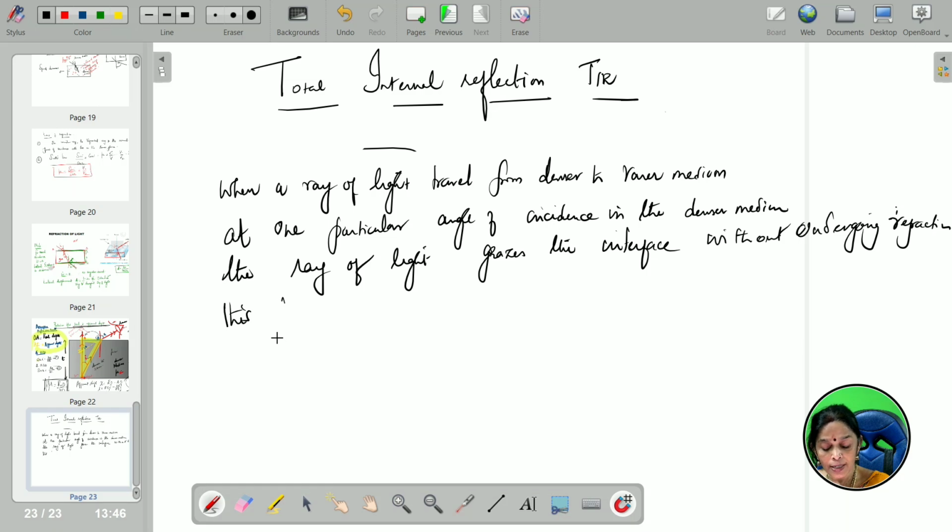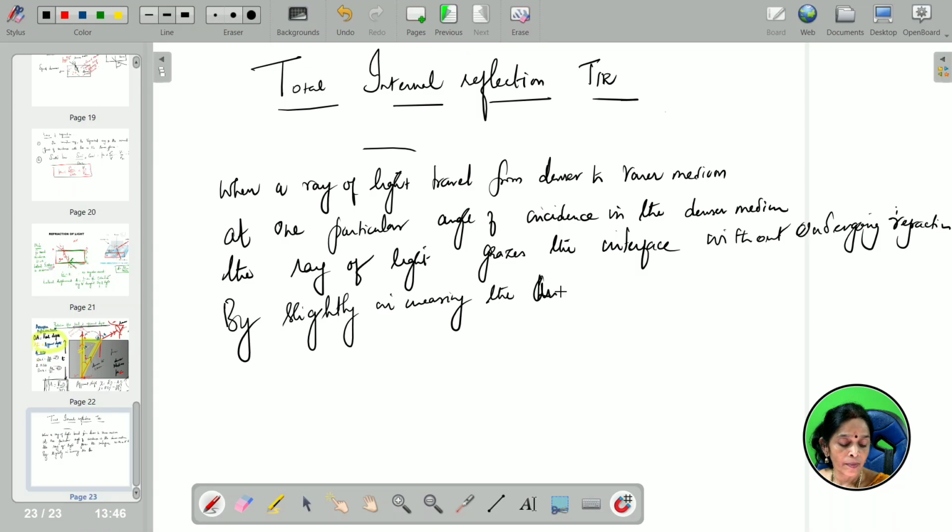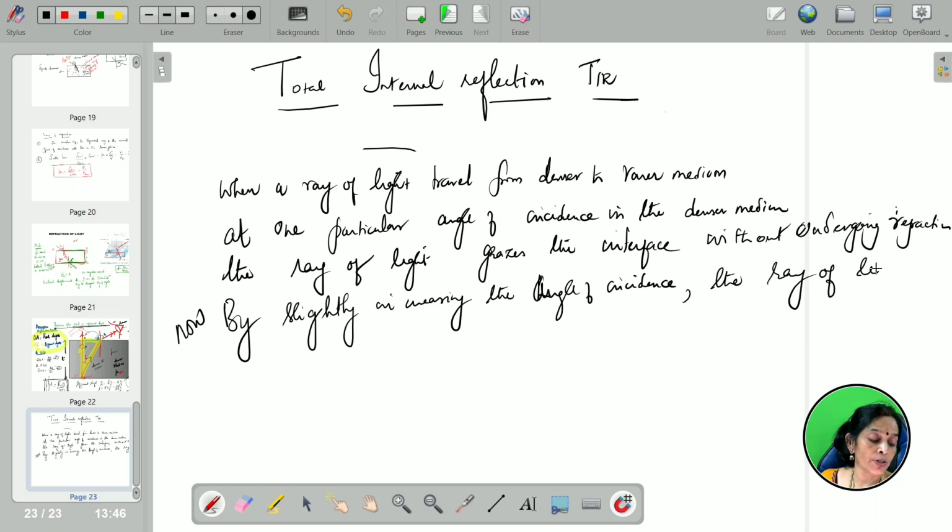This phenomenon is called the critical angle. Now, by slightly increasing the angle of incidence, the ray of light undergoes TIR, total internal reflection, to the same medium.